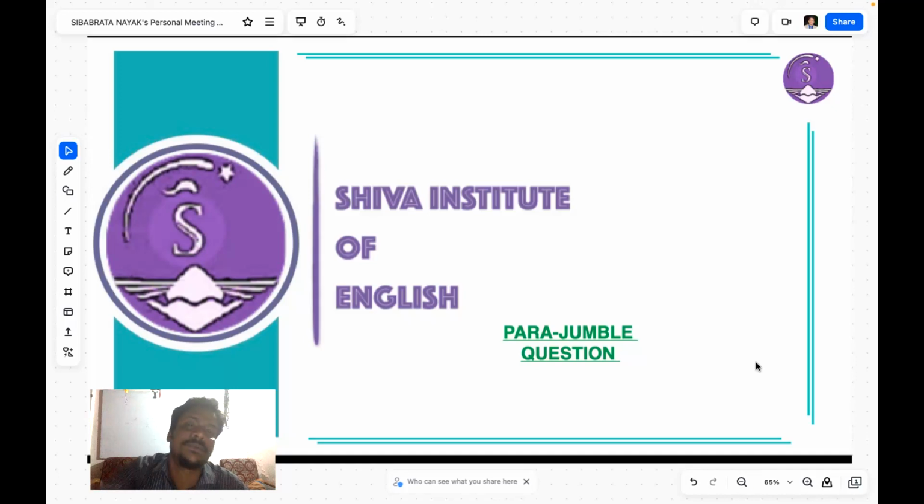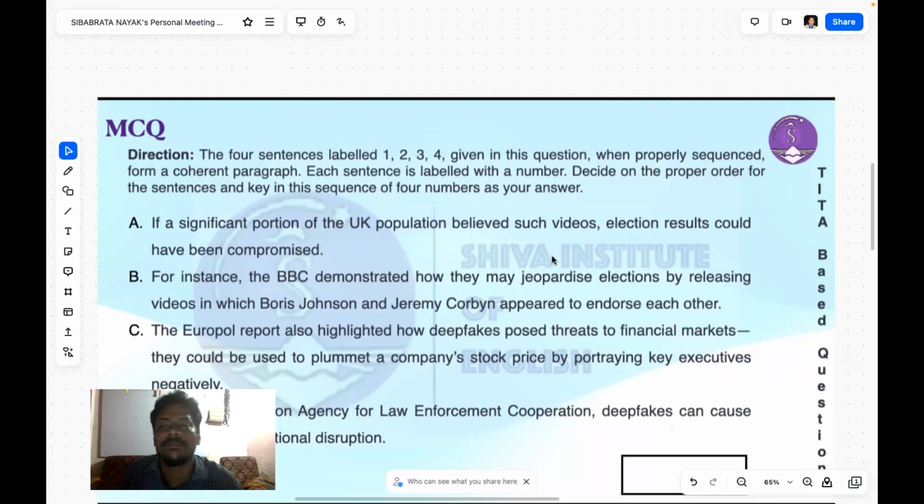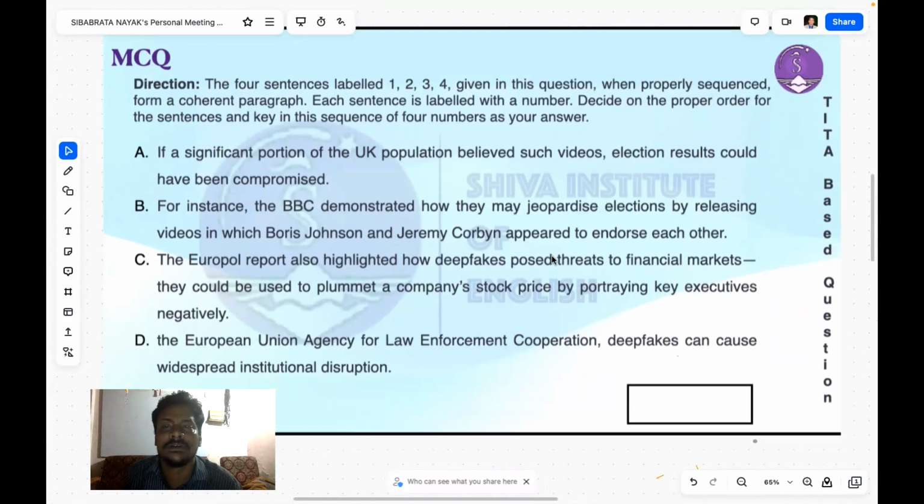So here we have one of the parajumbled questions. Look at the direction. What does the direction say here? The four sentences labeled 1, 2, 3, 4 given in this question, when properly sequenced, form a coherent paragraph. Each sentence is labeled with what? With a number.